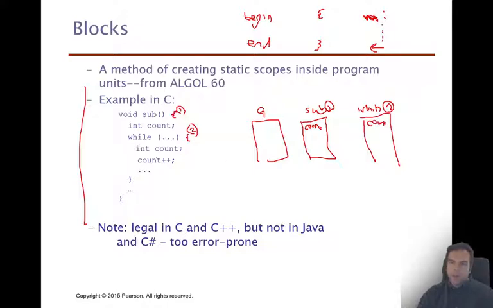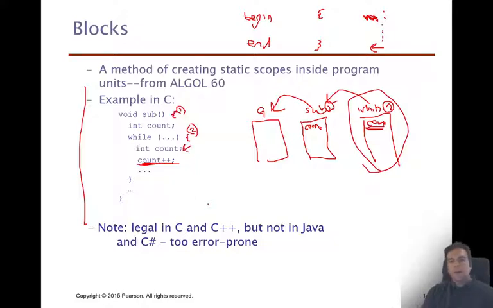And so at this point in time, when we execute that code, the current scope is this one. And we want to look up count, we're going to find that version of count. It's the one that was elaborated right there. Okay? So that's kind of this whole concept of a block-structured language.